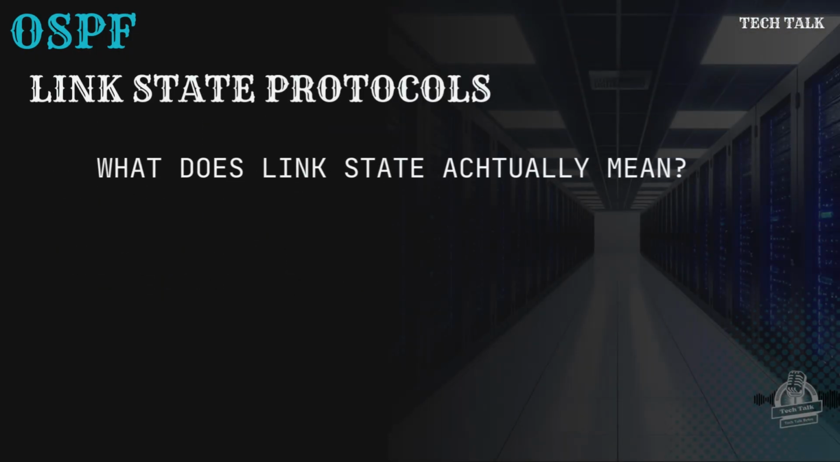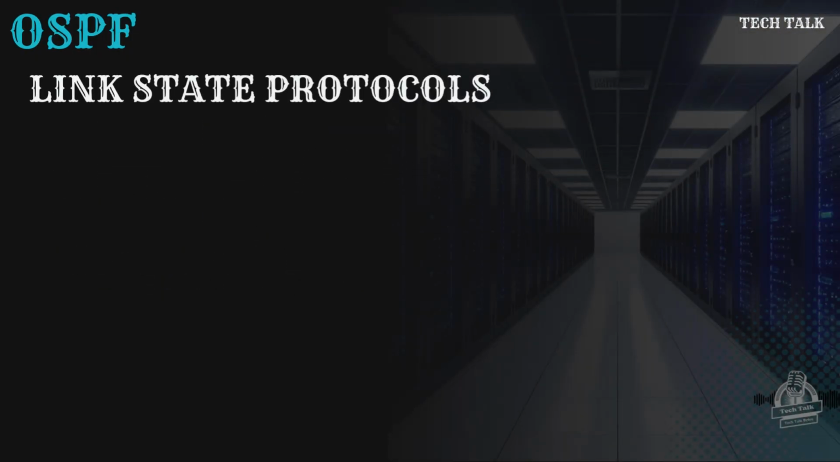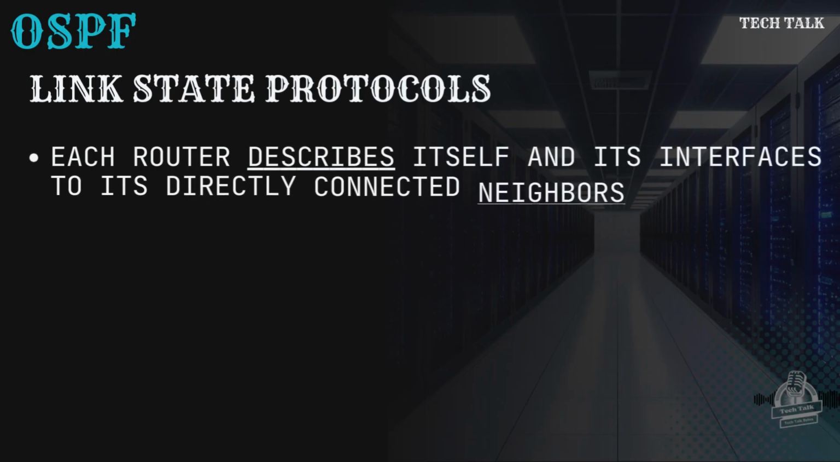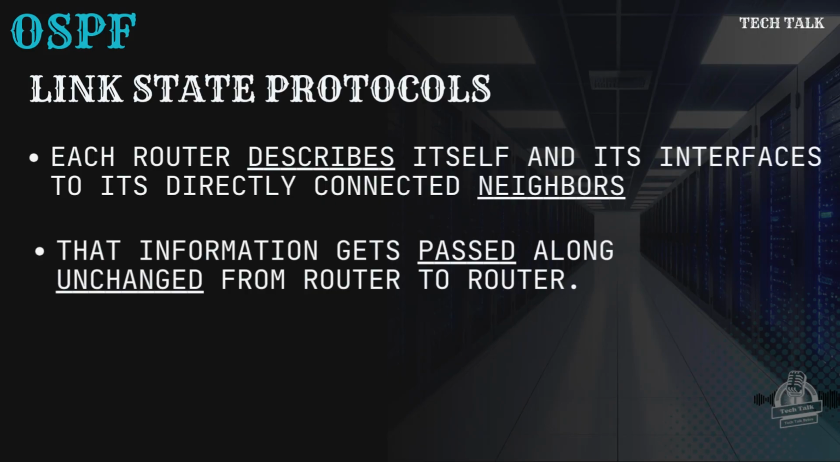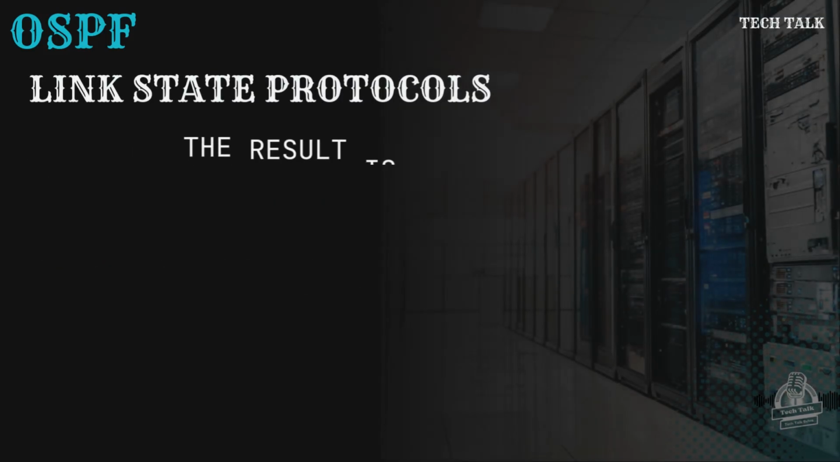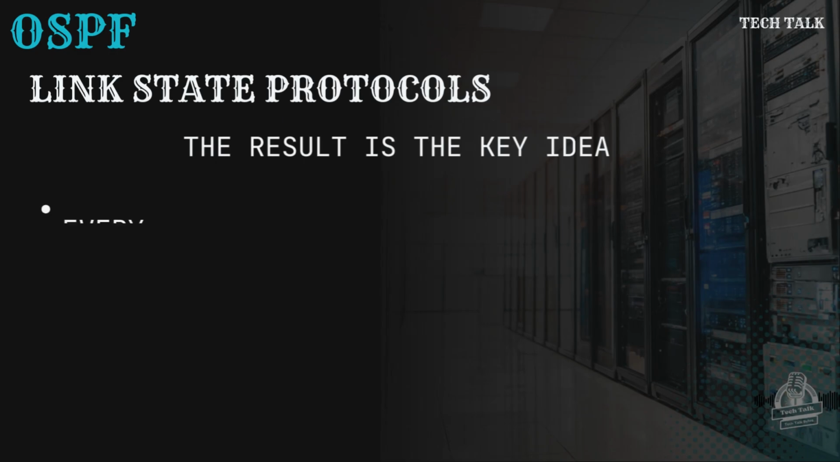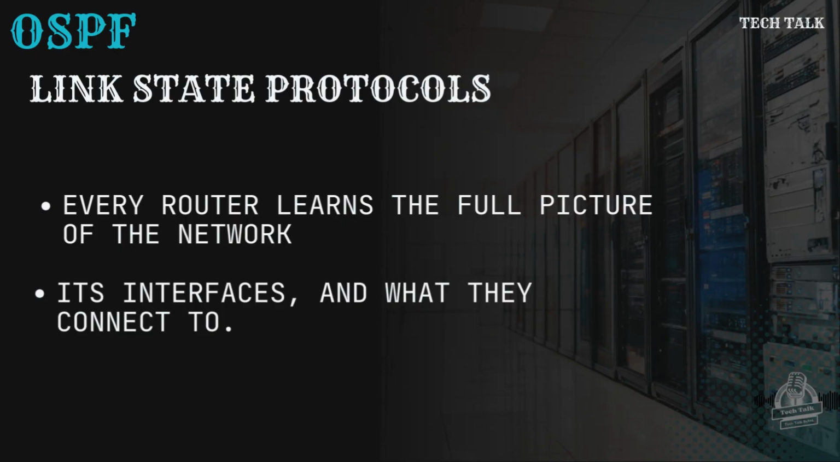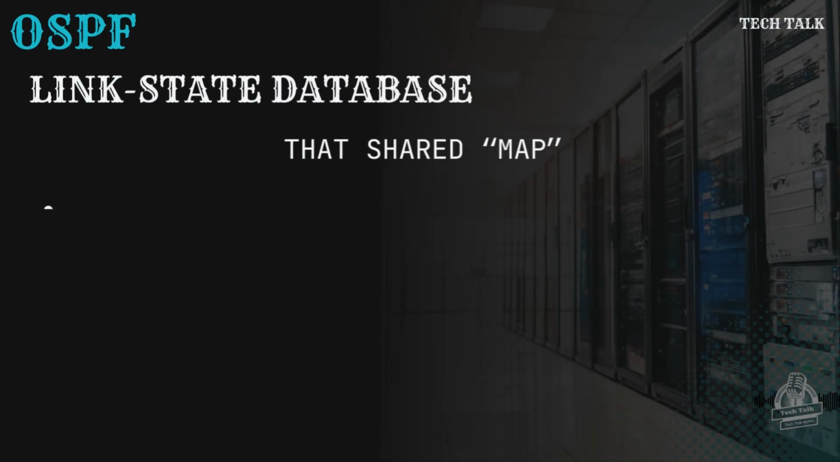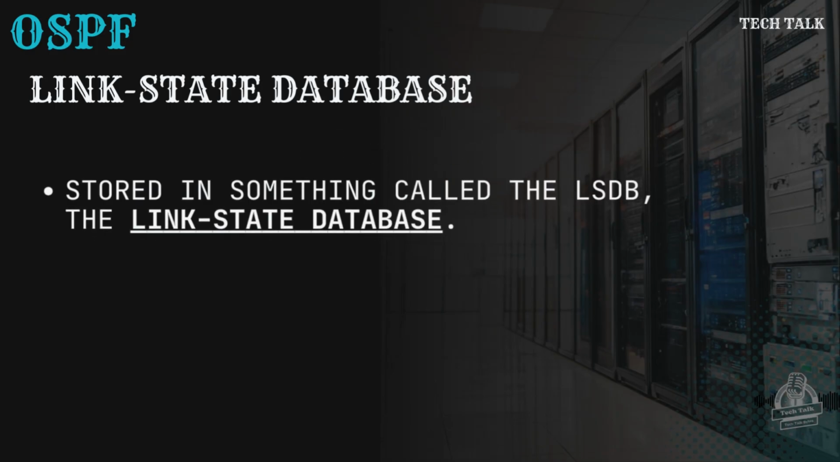So, what does link state actually mean? Each router describes itself and its interfaces to its directly connected neighbors, and that information gets passed along unchanged from router to router. The result is the key idea. Every router learns the full picture of the network, every router, its interfaces, and what they connect to. That shared map is stored in something called the LSDB, the Link State Database.